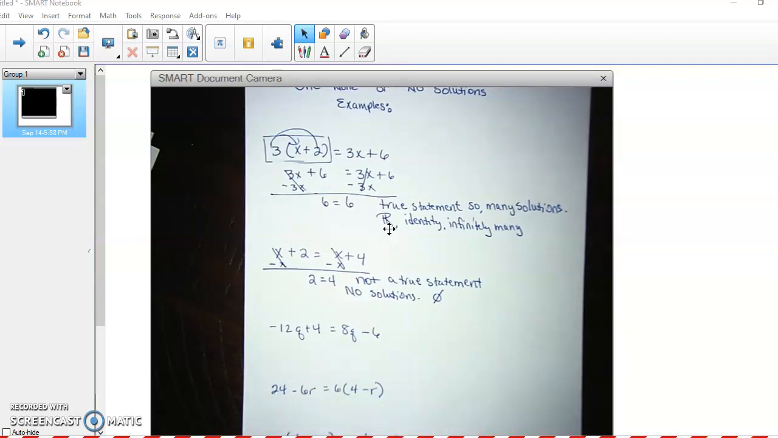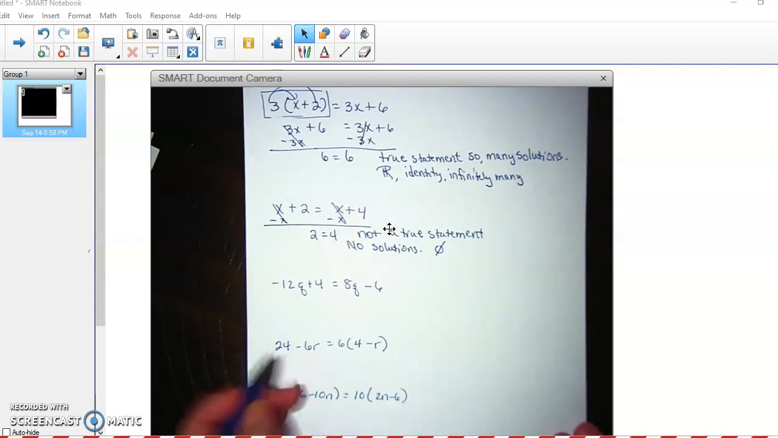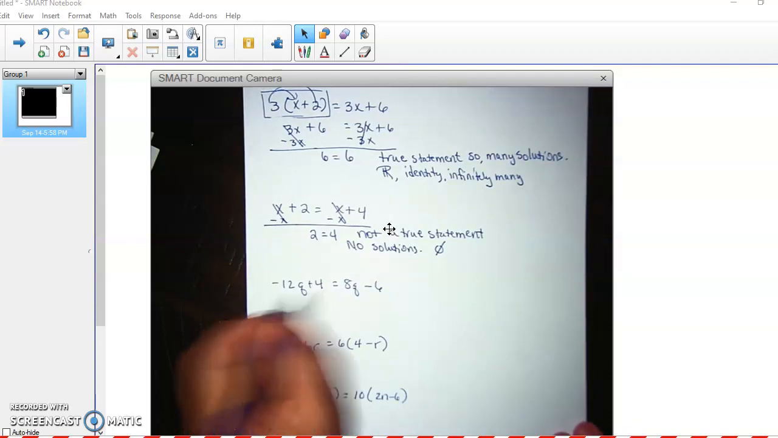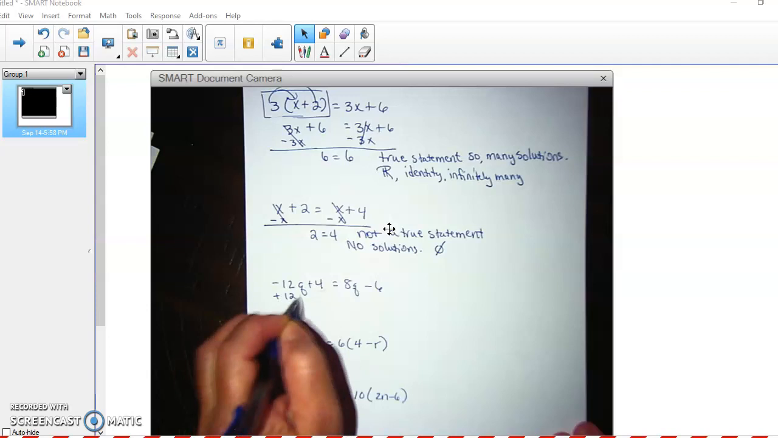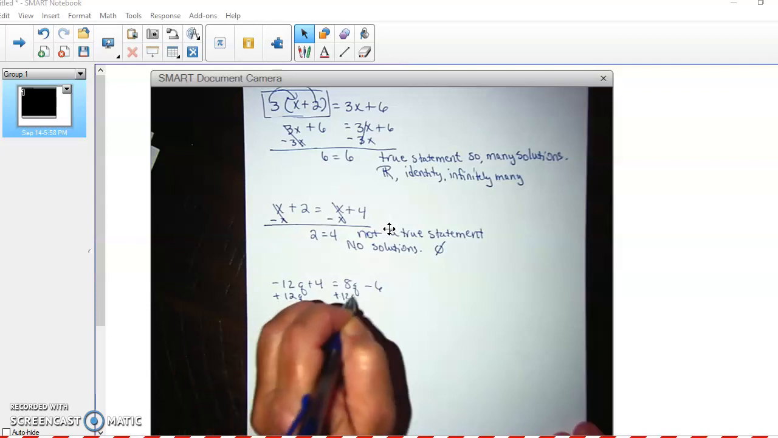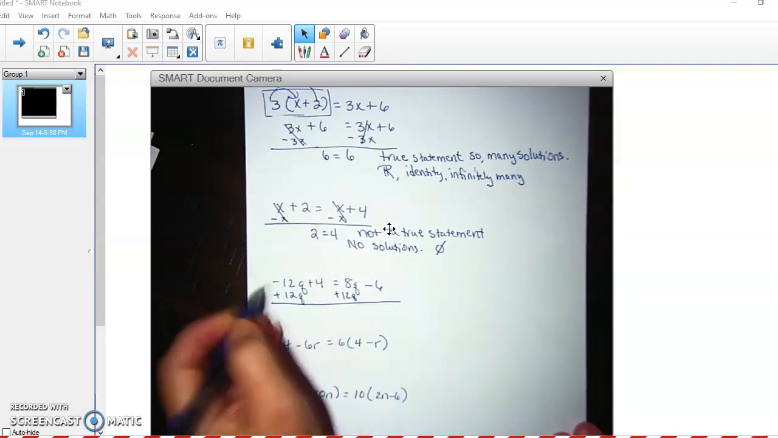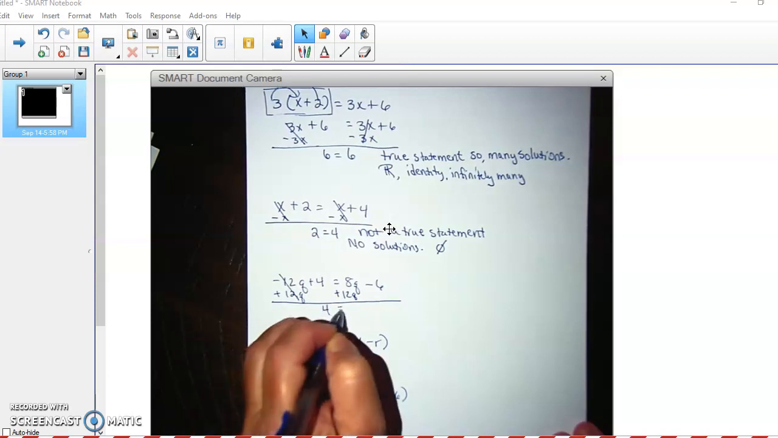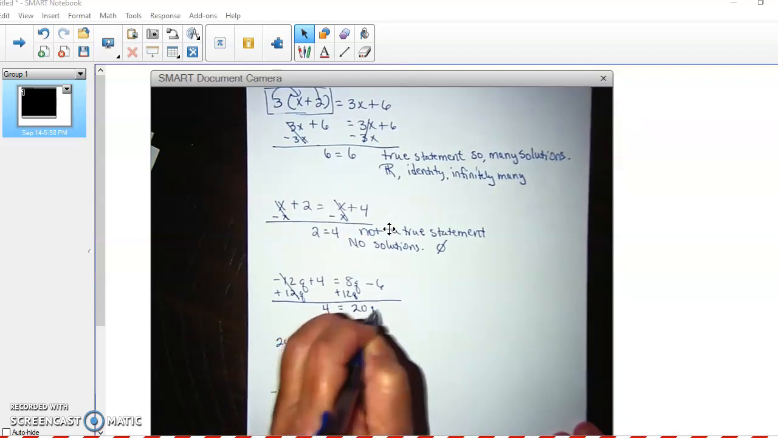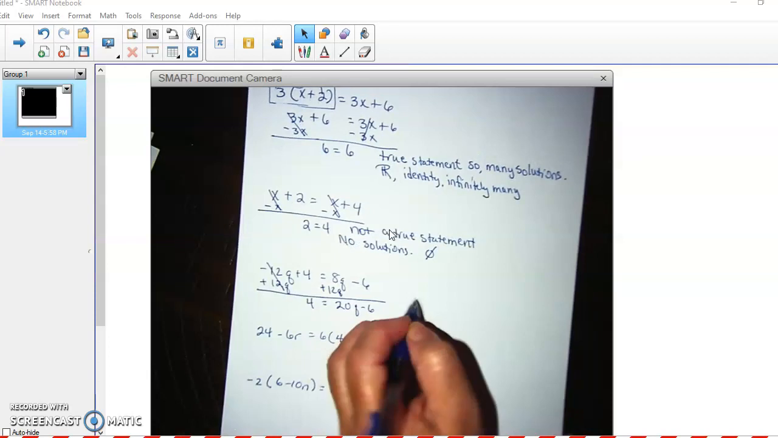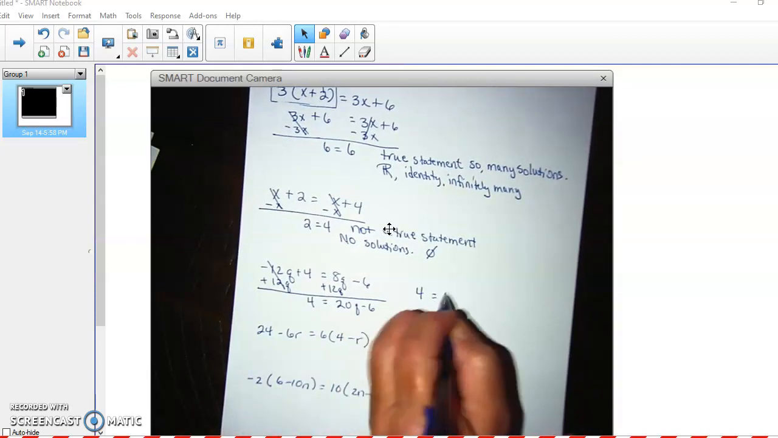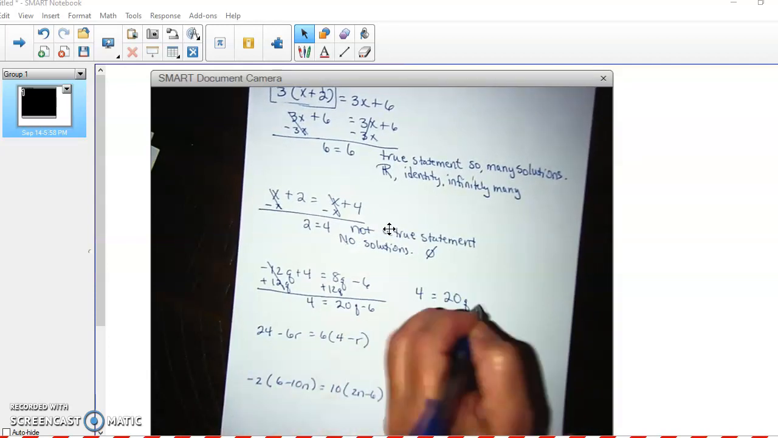Okay, now let's look at another one. So I'm going to move this over to the other side. So I'm going to add 12q. I don't want a negative. That cancels, and I get 4 equals 20q minus 6. I ran out of space here, so I'm going to put it over here. 4 equals 20q minus 6.